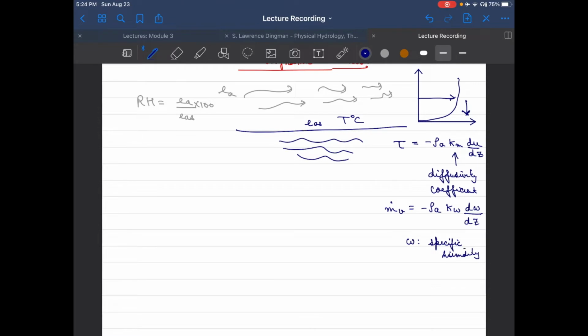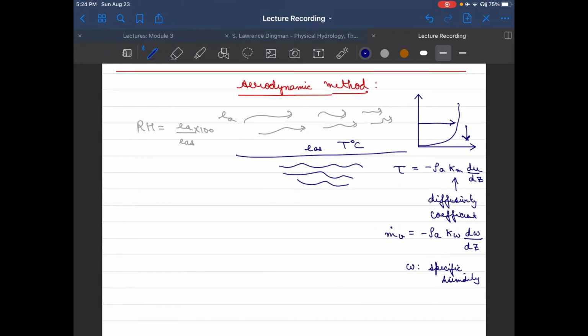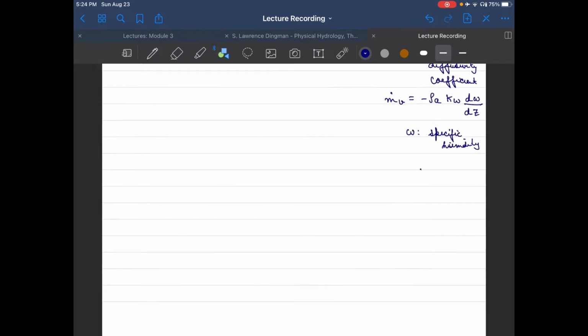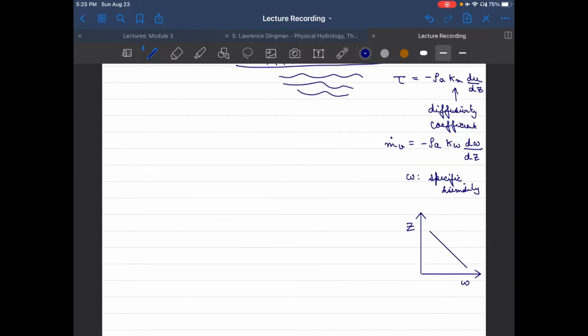And as we go above the lake surface, you can very well imagine that the concentration of water vapors just closer to the surface would be higher, and it would decrease as we go away from the surface, and hence we would have a negative gradient as we go upwards. That is, if we represent z or vertical height here and the value of omega along the x-axis, it would decrease as we go upward.